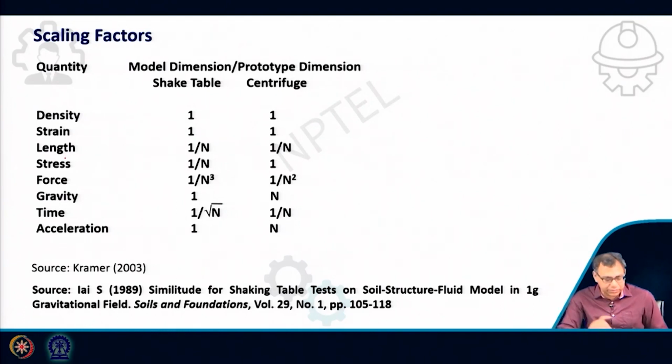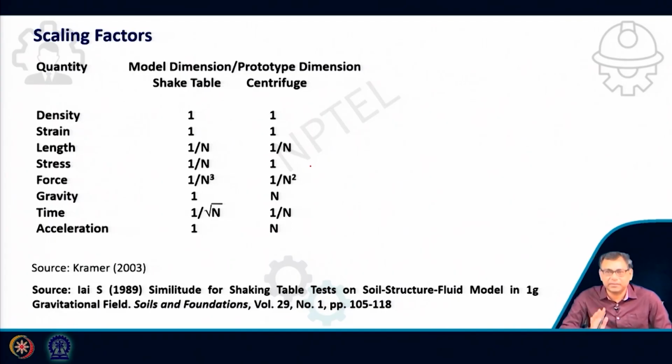Now, if I concentrate on these quantities only. As I mentioned, this is your model dimension divided by the prototype dimension. This is the shake table, this is the centrifuge. Obviously the model length will be n times lower than the prototype length. That is why the model dimension by prototype dimension will be 1 by n, and that is true for both the shake table and the centrifuge, because we scale down the dimension. That means my prototype dimension is n times more than the model dimension. What is n?